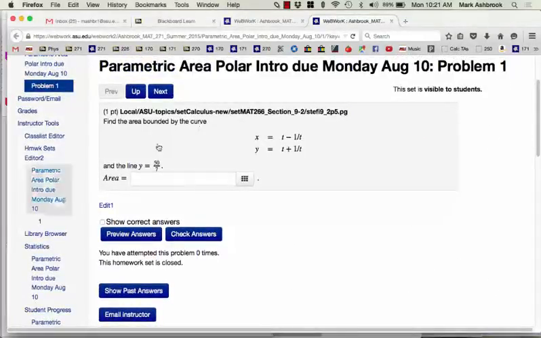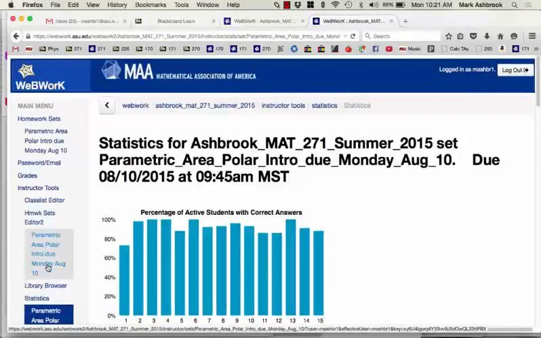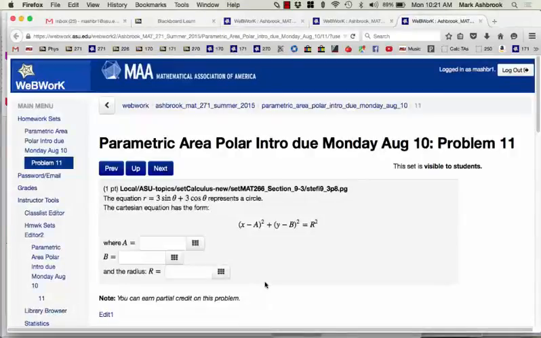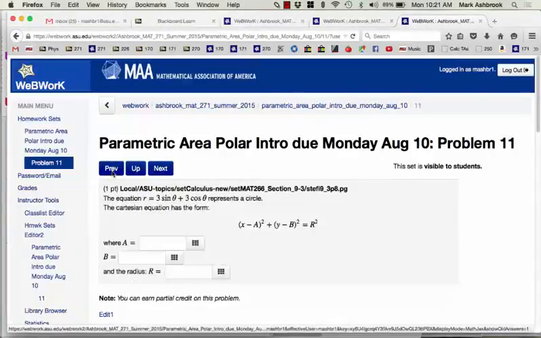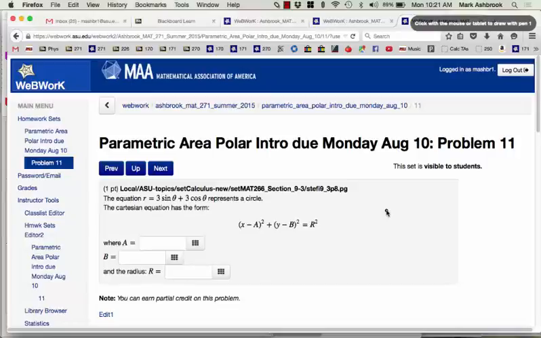So let's do a polar example. These are problems 11 and 12. Okay, for this one, we know that if we're changing from r's and thetas into x and y's, what do we want to get? We want to get r cosine theta and r sine theta, because r cosine theta is x, and r sine theta is y.